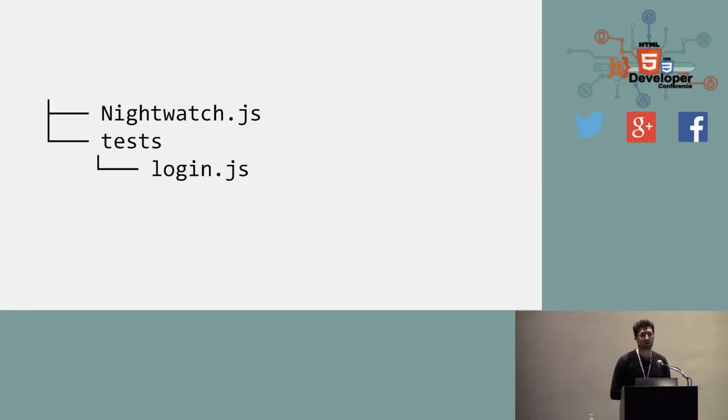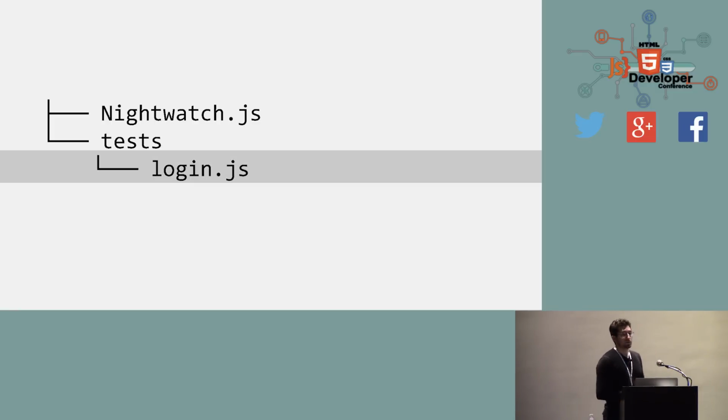You have a nightwatch.js file, and that's your configuration, which we'll look at in a minute. And then you have a test folder. In the test folder, this is where you put your tests, right? So let's look at login.js, which is going to test that login scenario for us. Like I mentioned earlier, a test is simply a Node.js module. So very simple. You just create this object, and you can give it a descriptive name if you'd like. For example, here I use the name "fillout form and login."